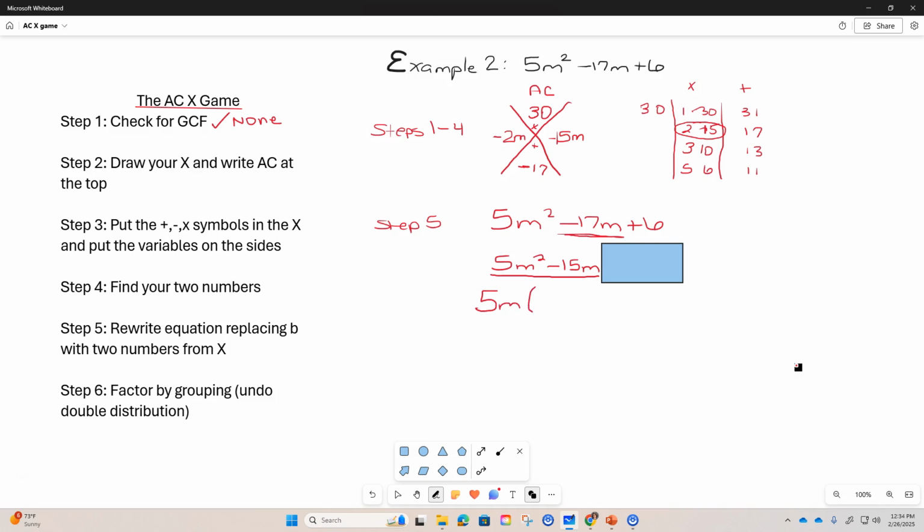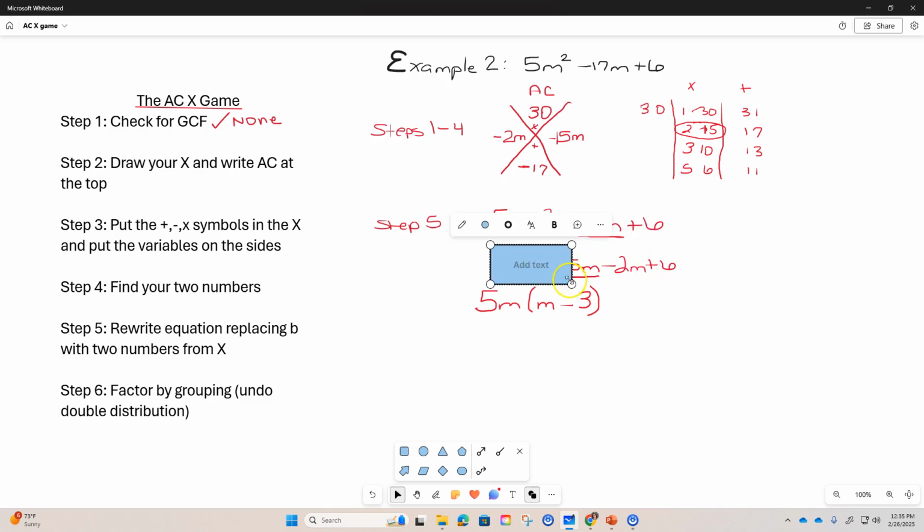The 5 is out here, and one of those M's is out here, so I'm going to have one M left. Again, my 5 is out here, one of those two M's is out here, so I have one M left. Then I'm going to put my minus sign, and say 5 times what will give me 15? That's a 3. And then my M is already out here. So I've undistributed.